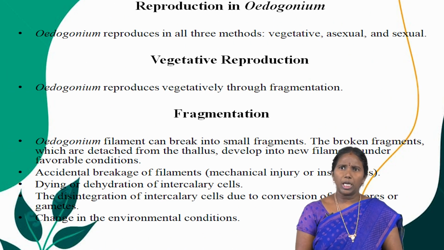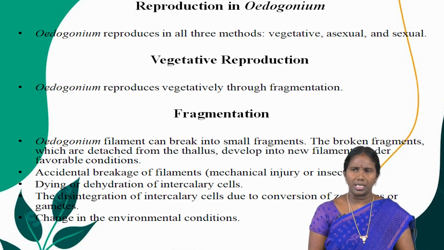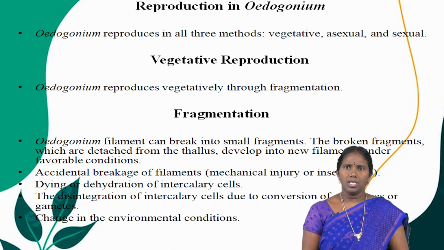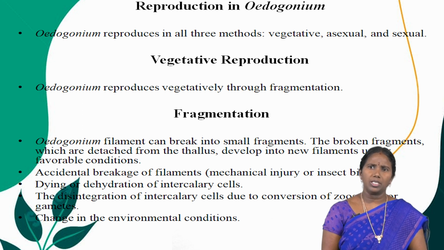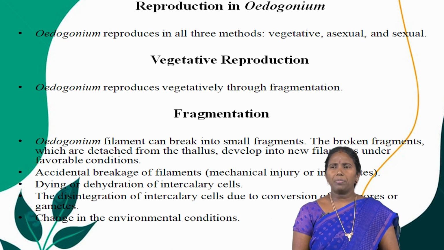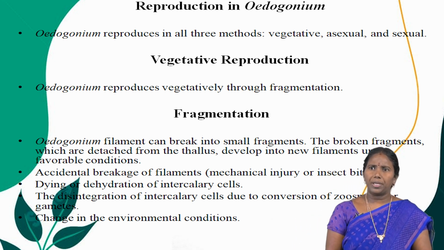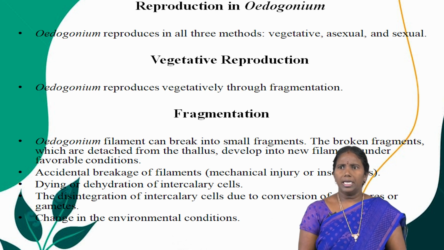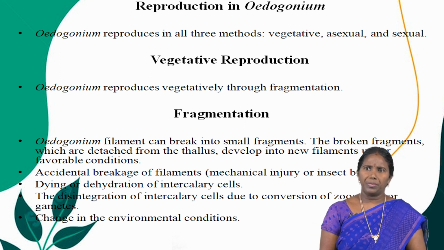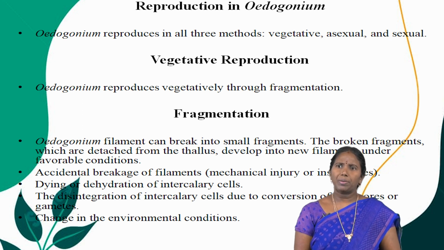This slide shows reproduction in Oedogonium. Oedogonium reproduces by all three methods: vegetative, asexual and sexual methods. Vegetative reproduction takes place through fragmentation. In fragmentation, the Oedogonium filament can break into small fragments. The broken fragments, which are detached from the thallus, develop into new filaments under favorable conditions.